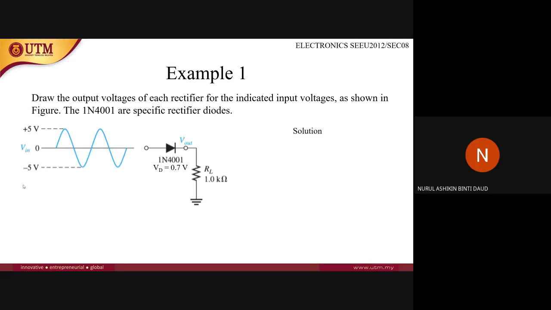Alright, Daniel, welcome back. Okay, so the 1N4001 is a specific rectifier diode. So this is the type of the diode, usually. So the VD of this diode is 0.7 volts. So what is the answer for this question? Have you tried?